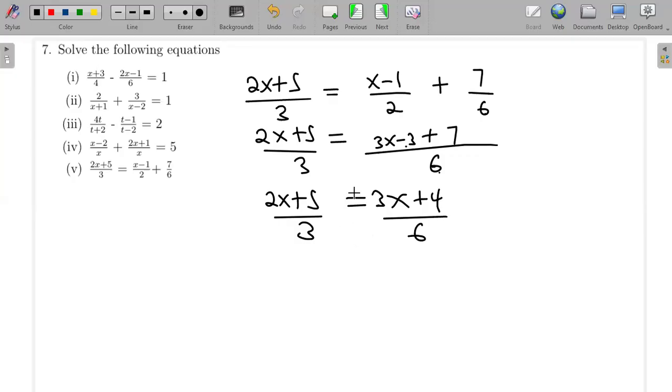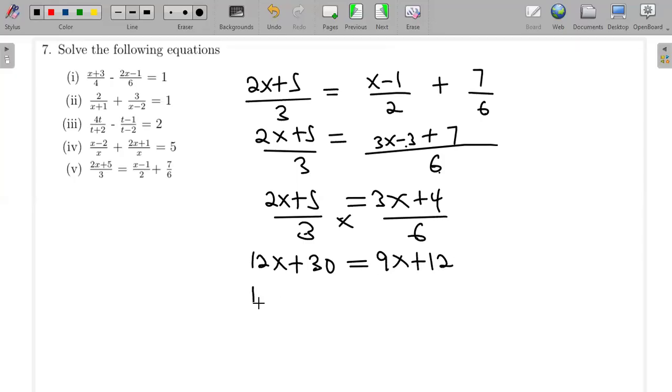And then from here, we're just going to cross multiply. Okay, or we can multiply throughout by 6. It's fine, but let's just cross multiply. So meaning 6 multiplied by (2x + 5), I get 12x + 30, is equal to 3 multiplied by this, I get 9x + 12.